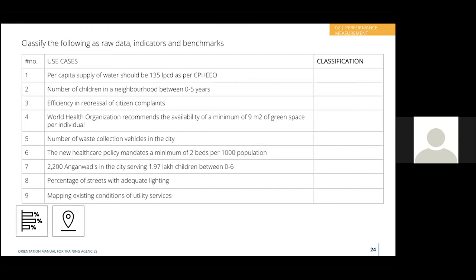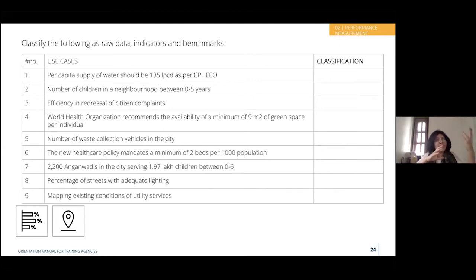Raw data, right? We'll have to process it to arrive at some indicator. Percentage of streets with adequate lighting. So that is an indicator. The raw data in this will be the streets data, then all the lighting data, how many lux of lighting there is. All of that will be raw data, and we will arrive at an indicator. Existing condition of a utility.